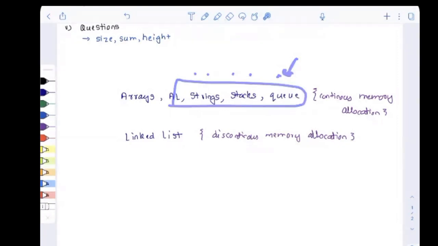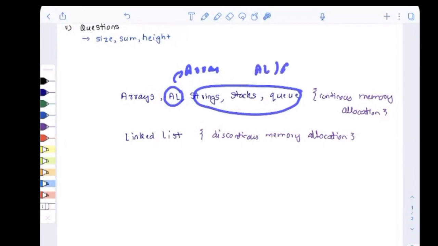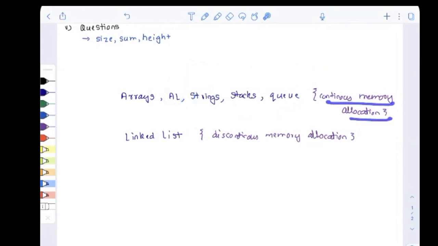Array list is definitely using an array as a data member inside its class. All these three things might be using an array list, or they can use an array as well, any one of them. So you will see at the end we can say that continuous memory allocation happens in them. And linked list is the single topic in which we saw discontinuous memory allocation.